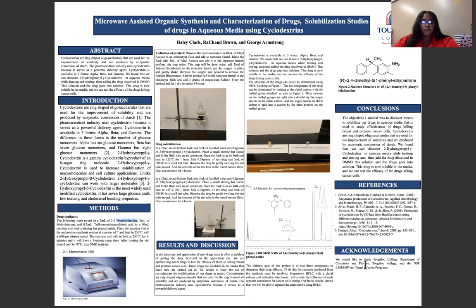Cyclodextrin is available in three forms: alpha, beta, and gamma. The difference in these forms is the number of glucose monomers. Alpha has 6 glucose monomers, beta has 7 glucose monomers, and gamma has 8 glucose monomers.